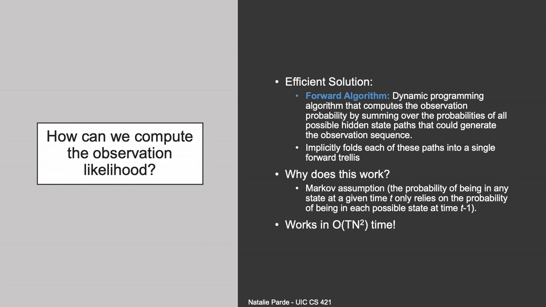So a more efficient solution is to use something called the forward algorithm. The forward algorithm is a dynamic programming algorithm, just like minimum edit distance was. It in principle does the same thing as the naive approach I just mentioned, but it relies on the Markov assumption to do so with far fewer compute operations by assuming that the probability of being in a state at a given time relies only on the probability of being in each possible state at the previous time step.